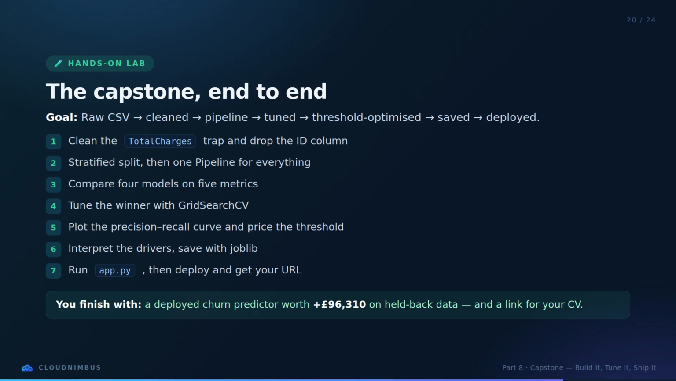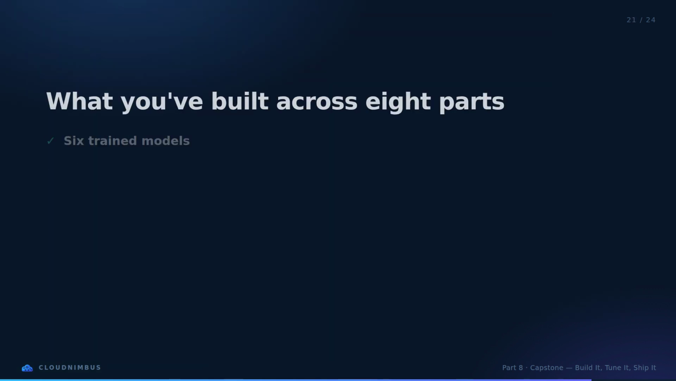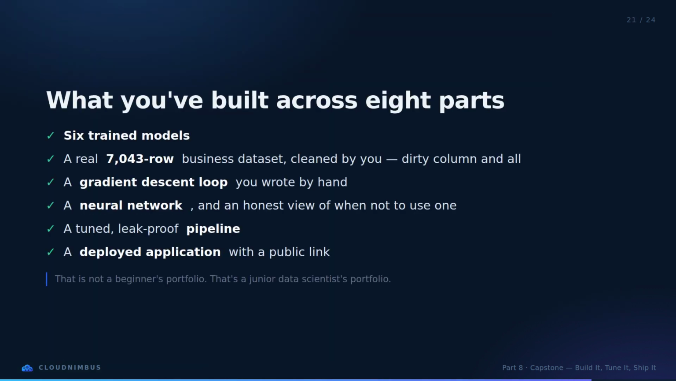So, you started this series not knowing what the difference was between AI and a chatbot. Let's count what you actually have. 6 trained models. A real 7,000-row business dataset that you cleaned yourself, including a dirty column that would have silently broken everything. A gradient descent loop you wrote by hand. A neural network, a tuned pipeline, and a deployed application with a public link. That is not a beginner's portfolio. That is a junior data scientist's portfolio.